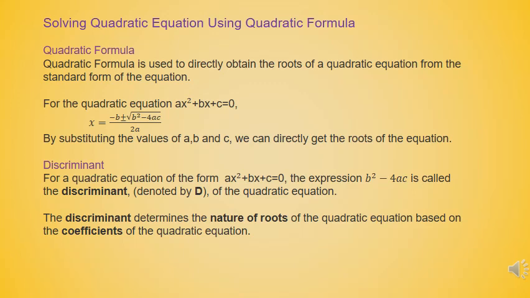From the general form of the quadratic equation we have to put the values of a, b, c in the formula. Then after substituting the values of a, b, c, we get its roots. The roots of this quadratic equation depend on the value of the discriminant. Now we'll see what the discriminant is.